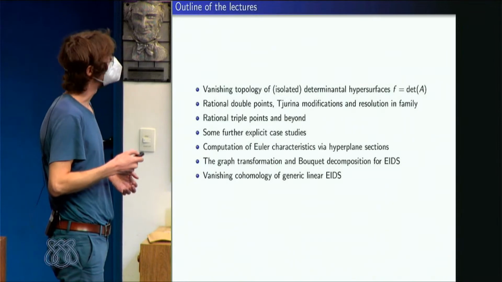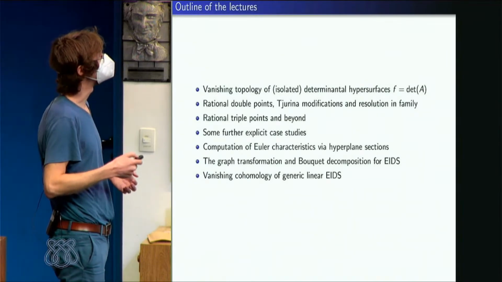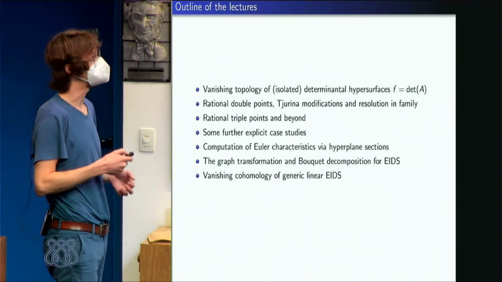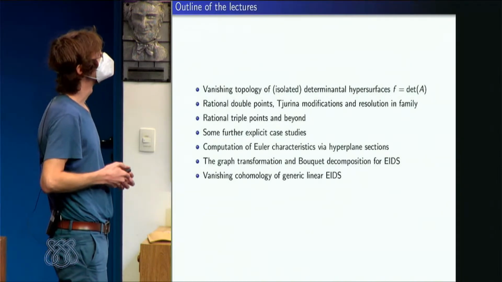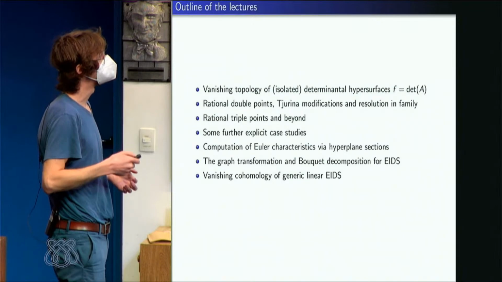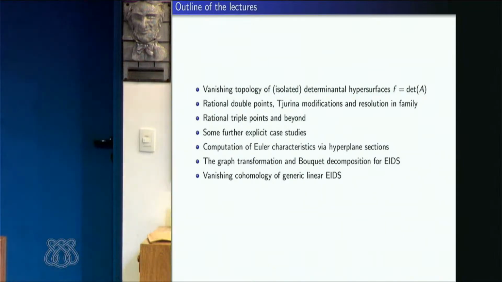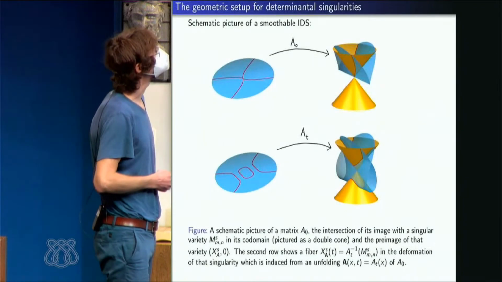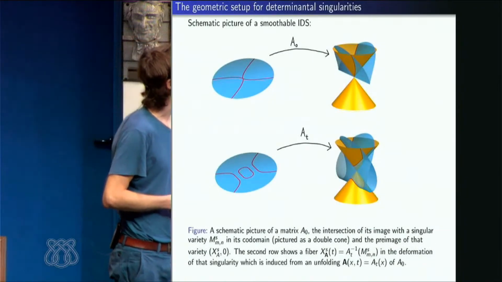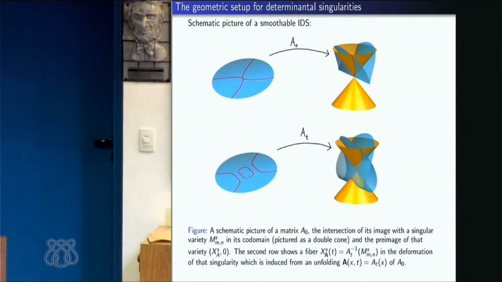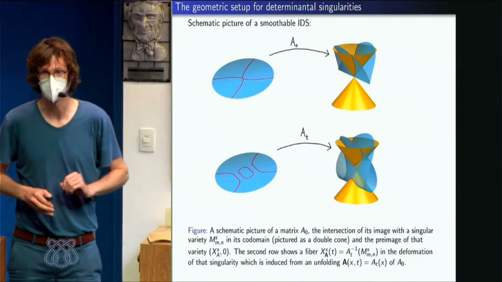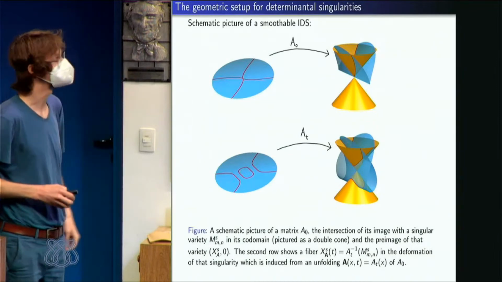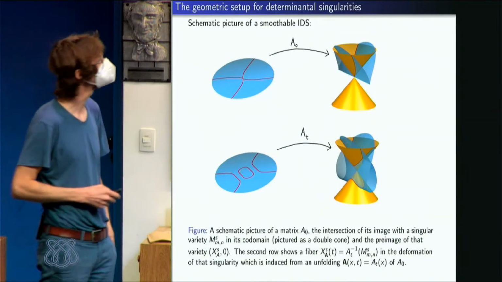And then in the second lecture by me, probably tomorrow, we will see a few other methods to tackle the vanishing topology in cases where you do not know what is going to happen. All right, so let's jump right in. This is to remind you of the geometric setting for determinantal singularities. And I think these are very useful pictures to have in mind for what follows.